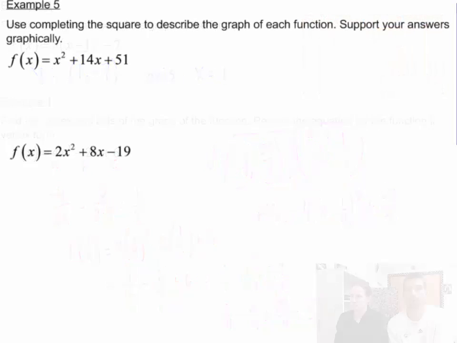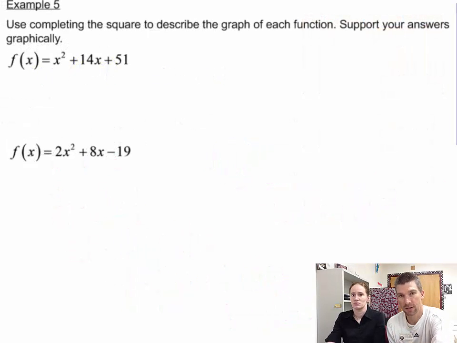Your good buddy completing the square makes an appearance now, and he's really super handy, especially when you want to get into vertex form. He can be hard to get along with sometimes. He can make your life a little difficult, but you just have to know how to deal with him, and then everything's fine. So let's talk about it. Let's do completing the square.